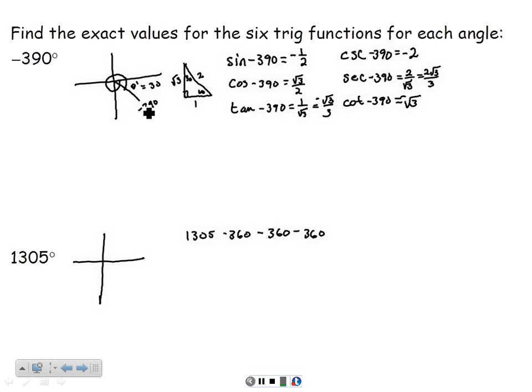So that's going to be 3 rotations. So we have 360, 360, and we said that was going to get us to what? 225. So 225, not quite that much.